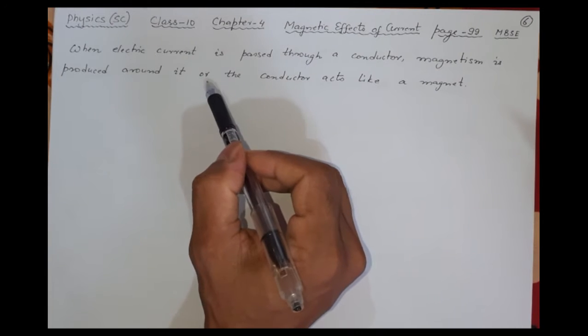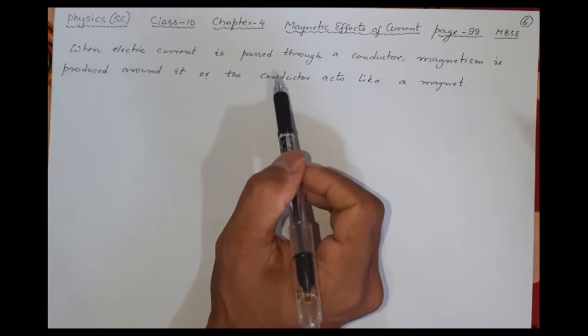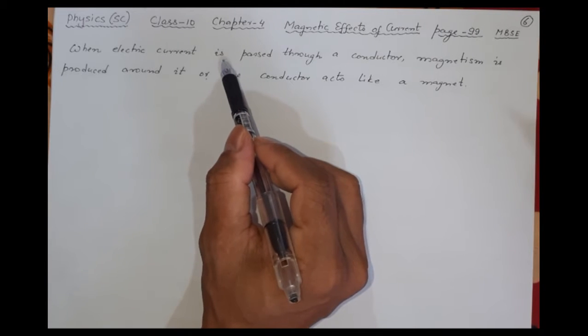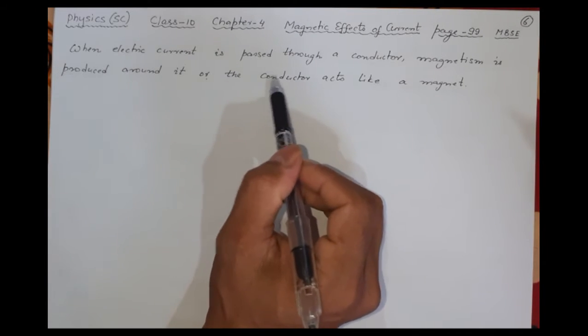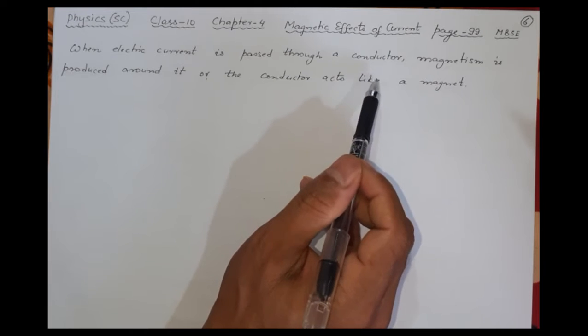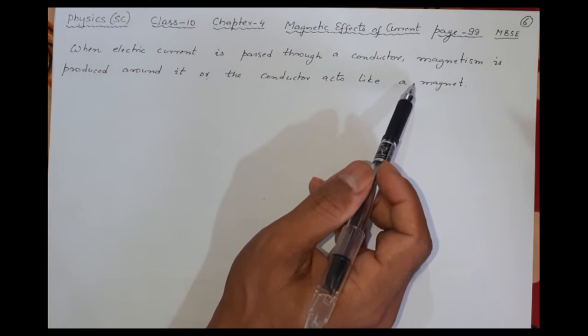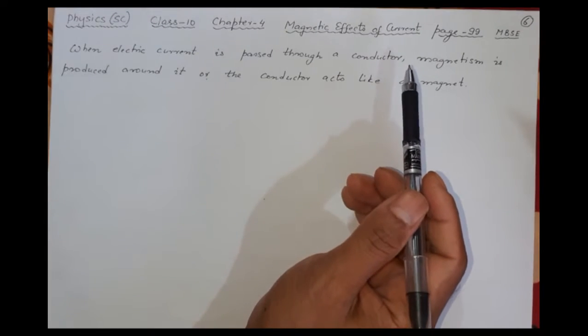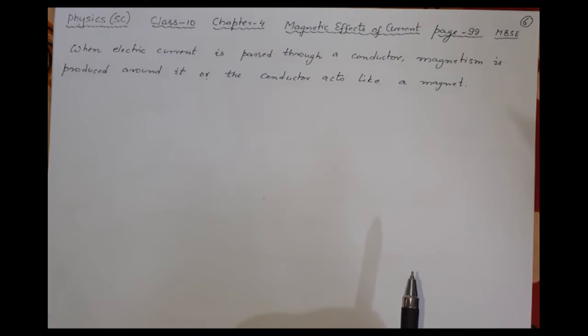Now in other words, the conductor acts like a magnet. When the conductor is allowing current to pass through it, that conductor will behave like a magnet. That means an electrically activated magnet. Understand? So this effect is called magnetic effects of electric current, right?